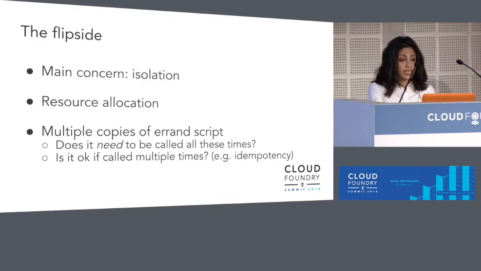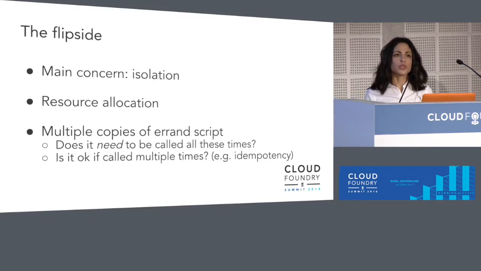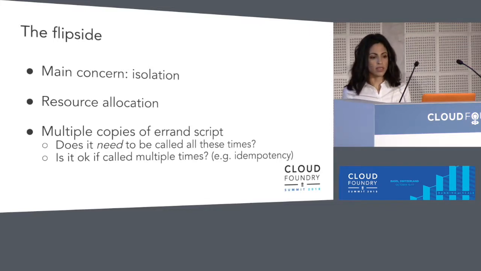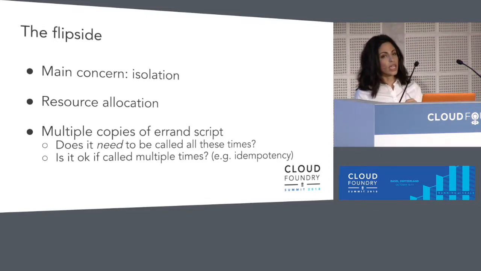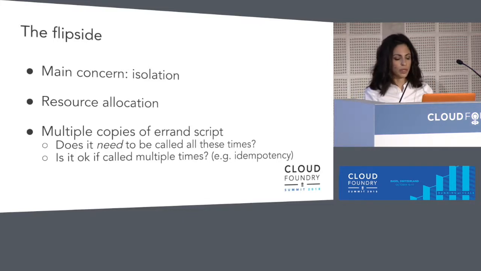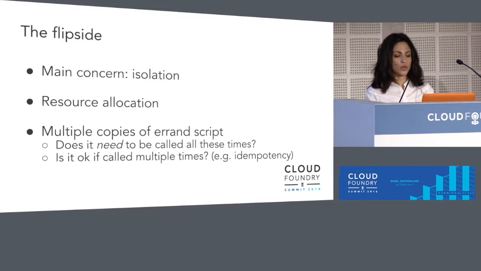There's always a flip side, and there are scenarios where collocated errands might not make sense. Perhaps the biggest point to think about is isolation, because as far as Bosh is concerned, the errand is not a special job, it's just another process on that same instance. So at the very minimum, it's definitely worth taking a step back and considering the risk of collocating an errand process with a long-running and perhaps business-critical piece of software. And that includes things like what permissions you would like to set on the data that lives on the disk of that VM, and so on and so forth.